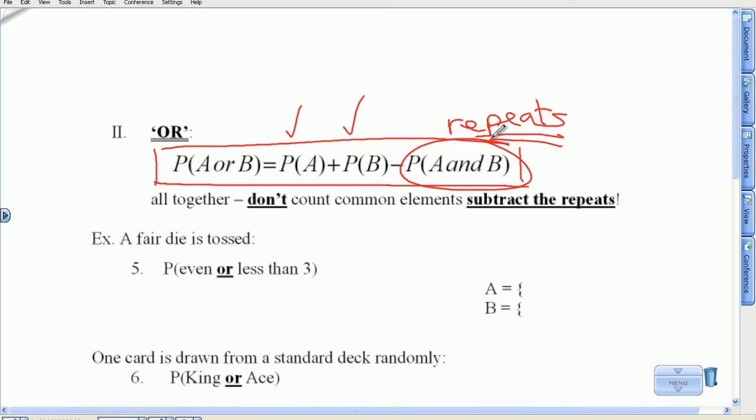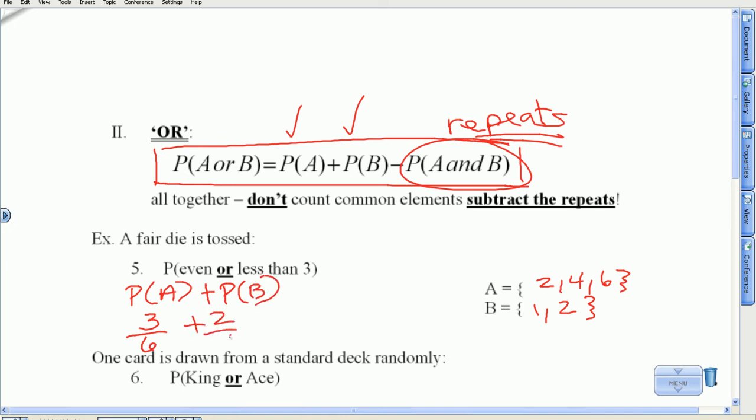So let's see an example of this. Probability of an even on a die, well, the evens are 2, 4, and 6. The probability less than 3 would be 1 and 2. So for an OR, we just add them together. So the probability of A is equal to 3 out of 6. The probability of B is 2 out of 6.